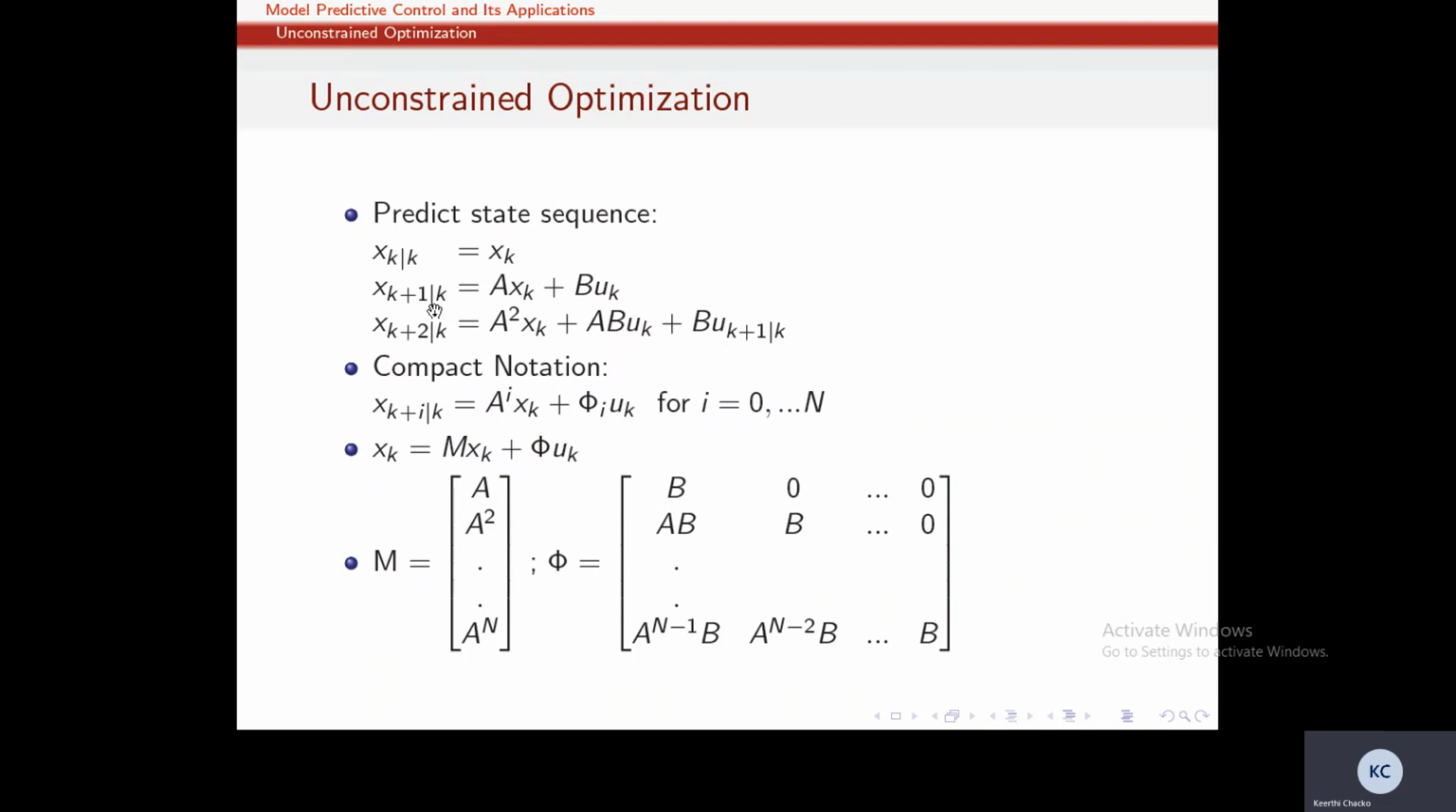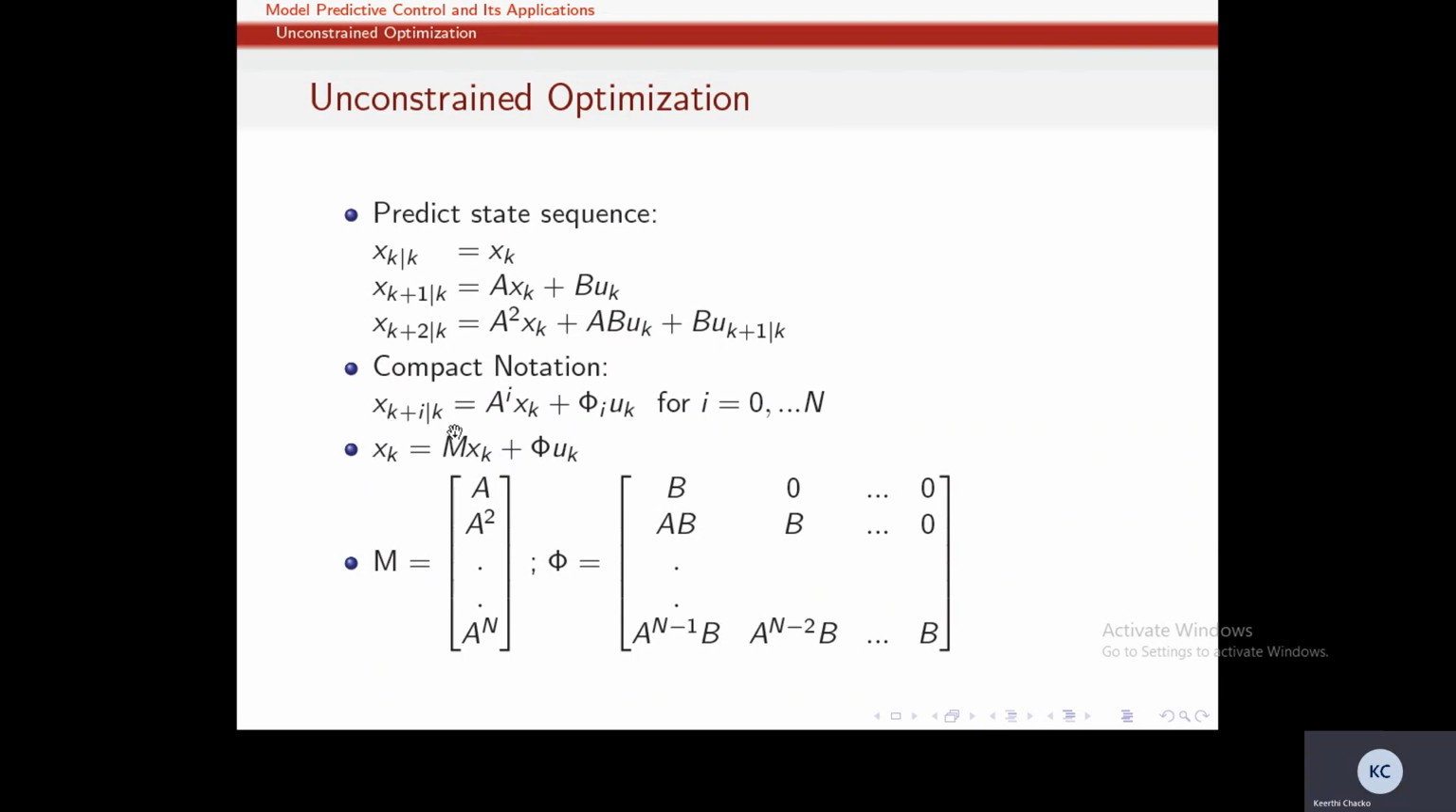So you have the value of x(k+1) from here. Substituting that, you will get A squared x(k) plus ABu(k) plus Bu(k+1) given k. So instead of x(k+1), we are substituting this value here, so we will get a term like this. Similarly, when we are writing x(k+3|k), we will write this value instead of x(k+2) and rearrange. So that can continue. This is a compact notation of the future states.